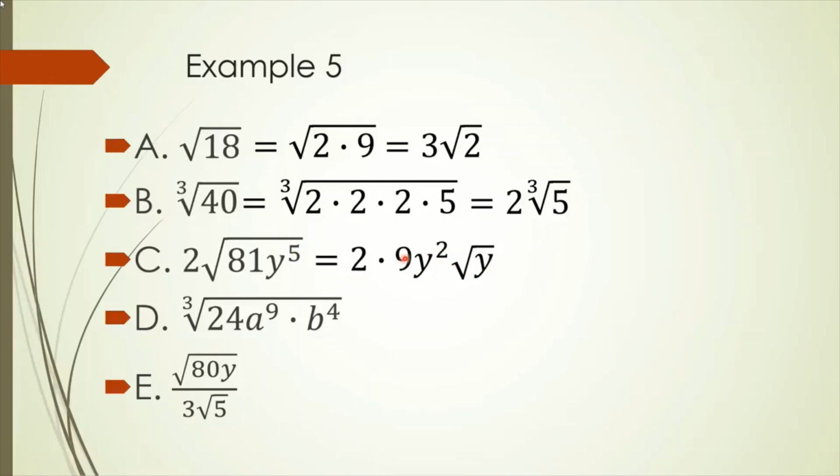Now what's on the outside, as I said earlier, is all just multiplication. So this would be 2 times 9y squared, all being multiplied, and then square root of y. To simplify that, 2 times 9 is 18. You can't do anything with the y squared, so you would just leave it. And you would leave everything else.